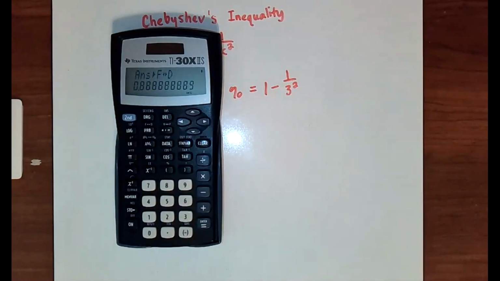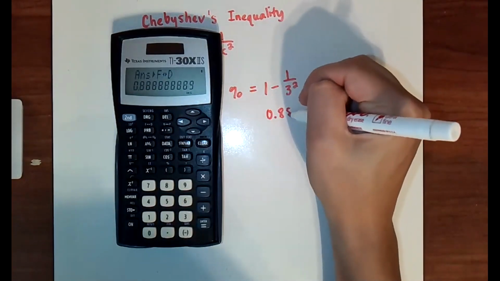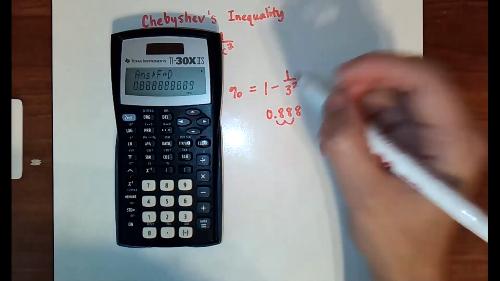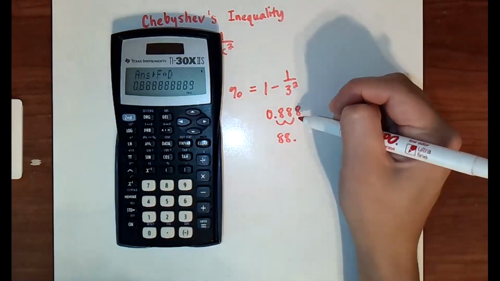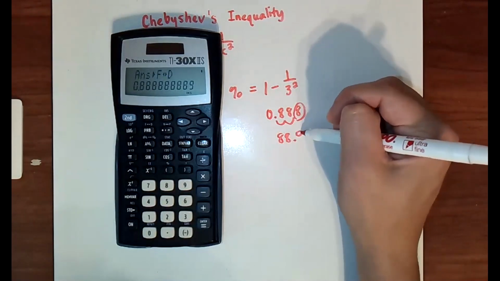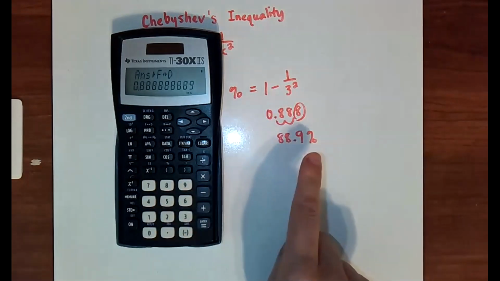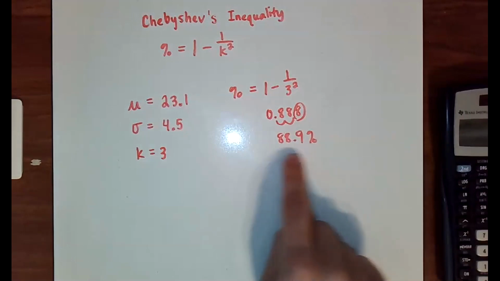Now, since it's a percentage, we need to actually move our decimal 2 places. So really that decimal is going to land right here, and this 8 is going to round up to 9. So the percentage that we're looking at is 88.9%. That's the first answer that we're going to place in our homework question.